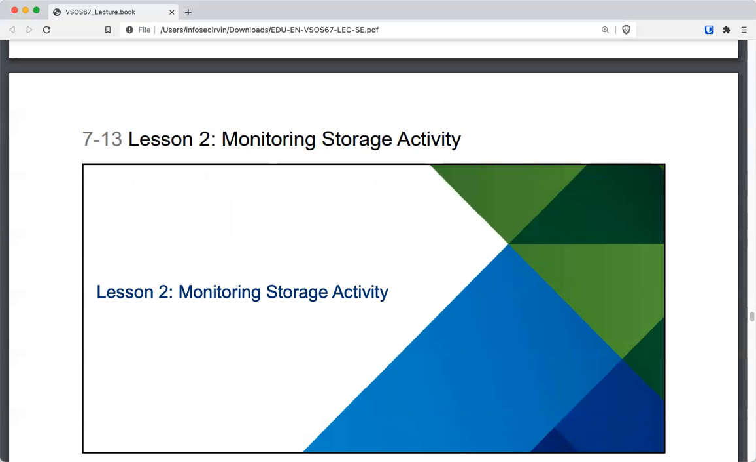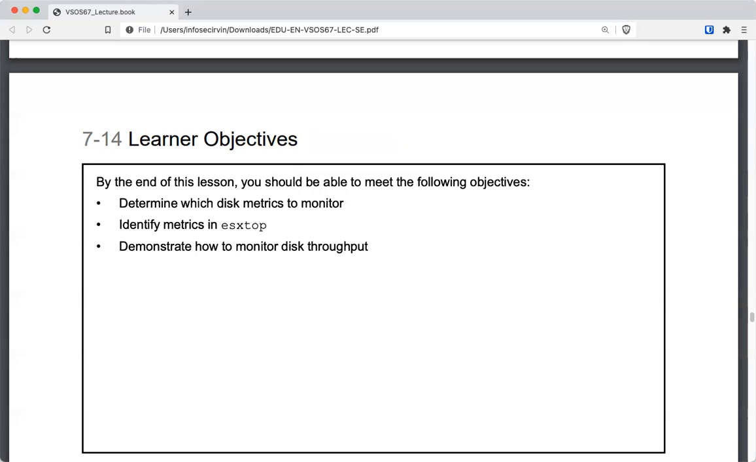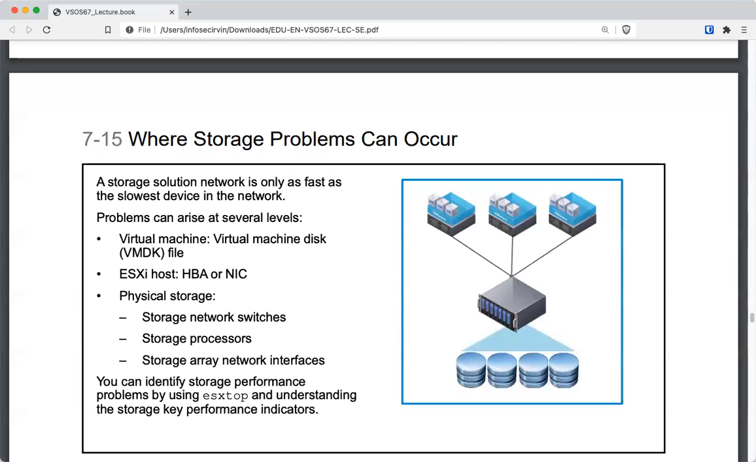Lesson 2 is monitoring, similar to the earlier monitoring chapters. esxtop is the tool of choice for the command line, yet again.